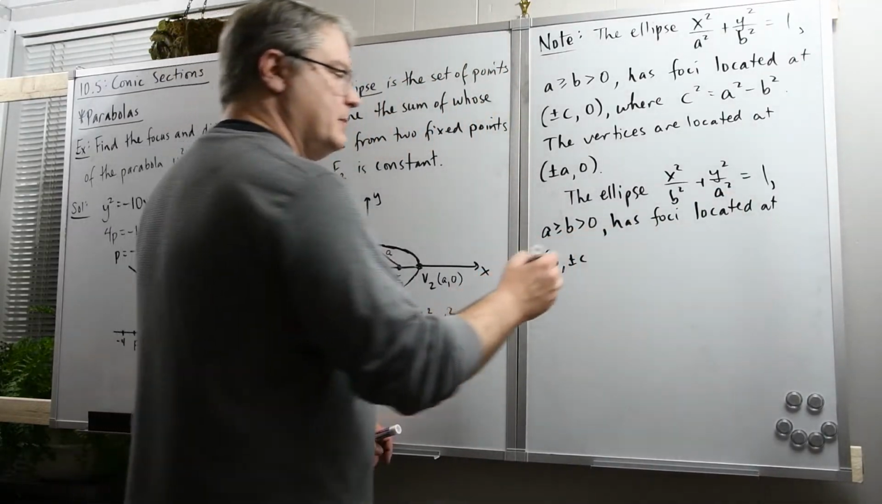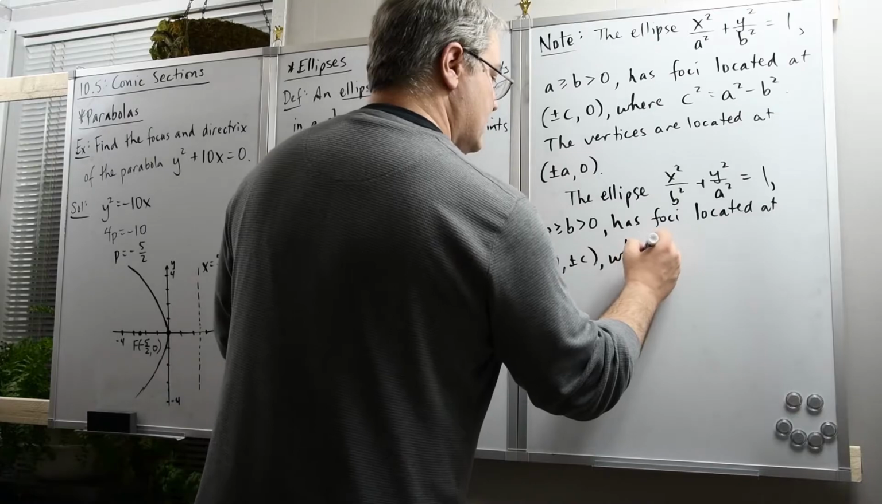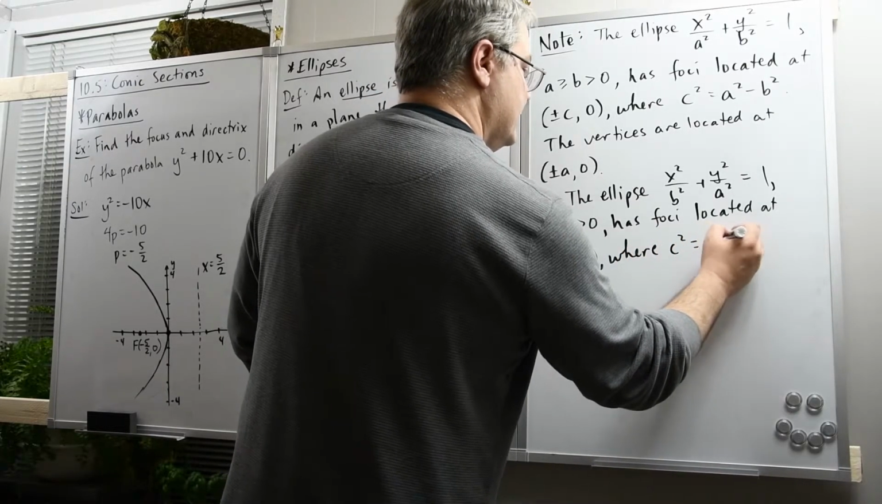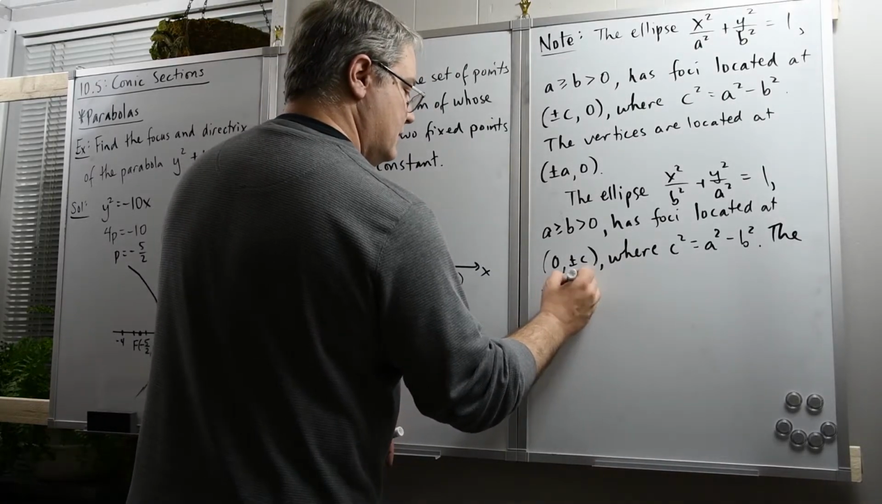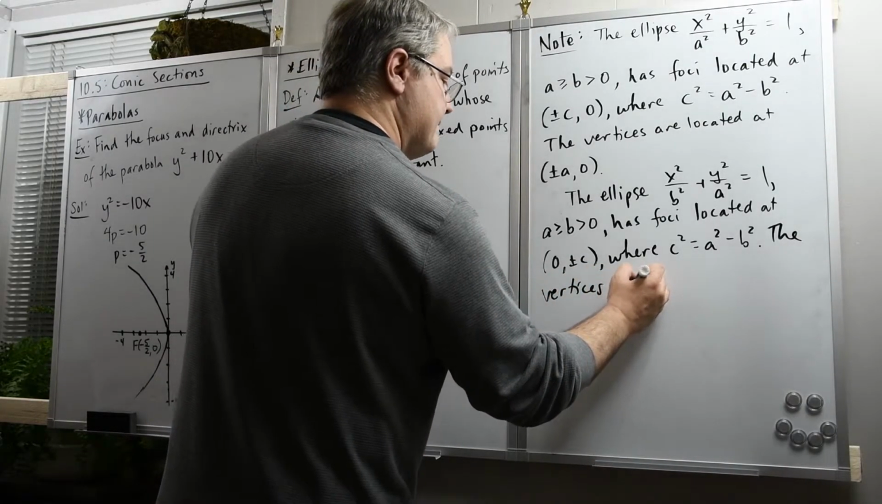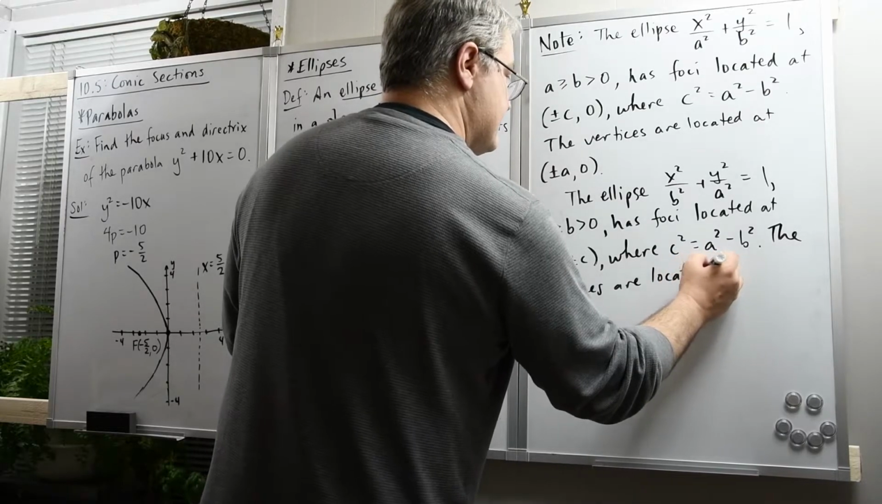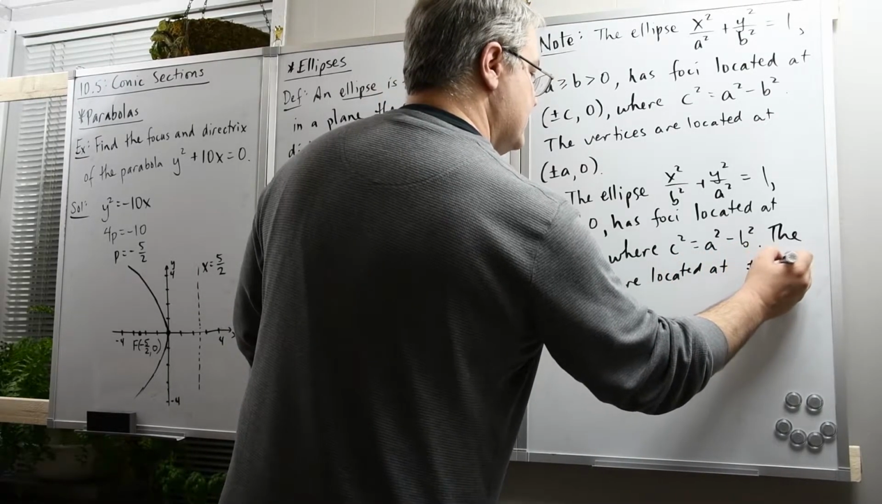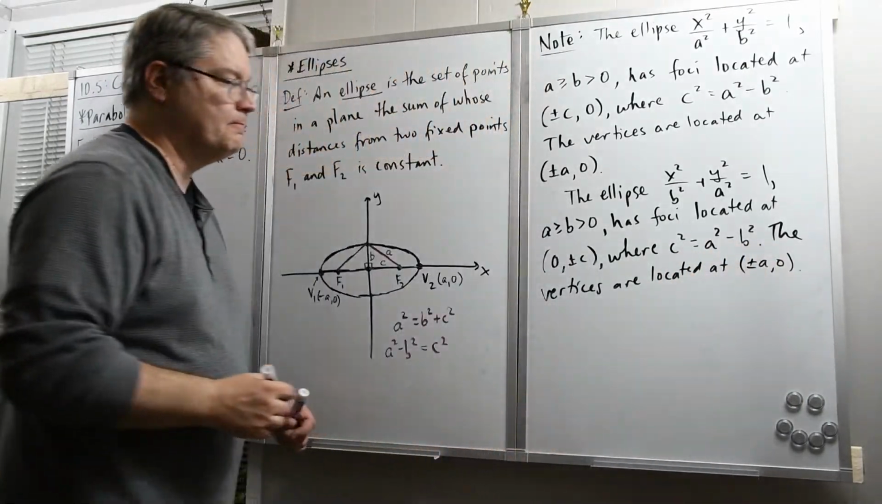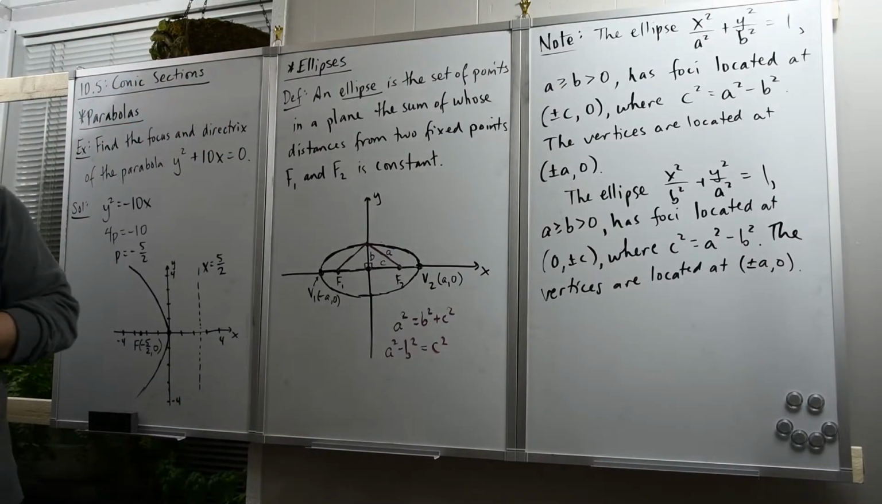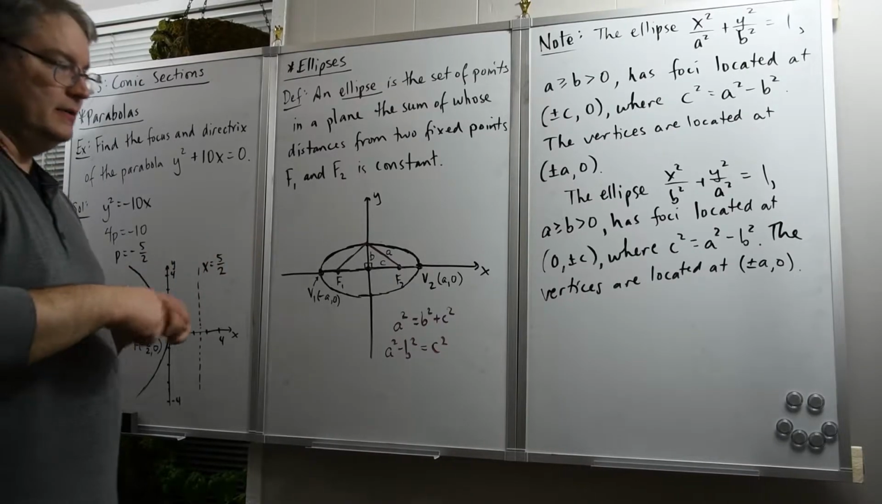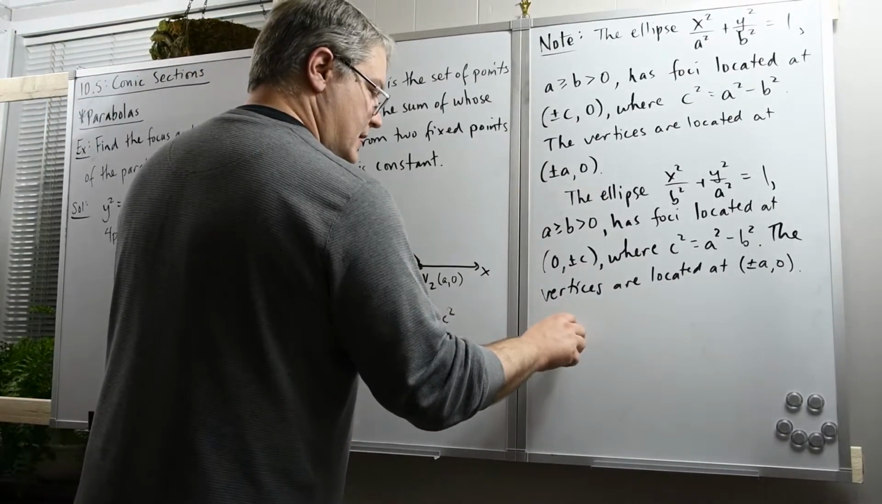Foci are at 0, comma plus or minus c. C squared is still a squared minus b squared. And the vertices are located at plus or minus a, comma 0. Now, to give you just a slight variation of what's going on here, let's suppose that the center is located at (h, k) instead.